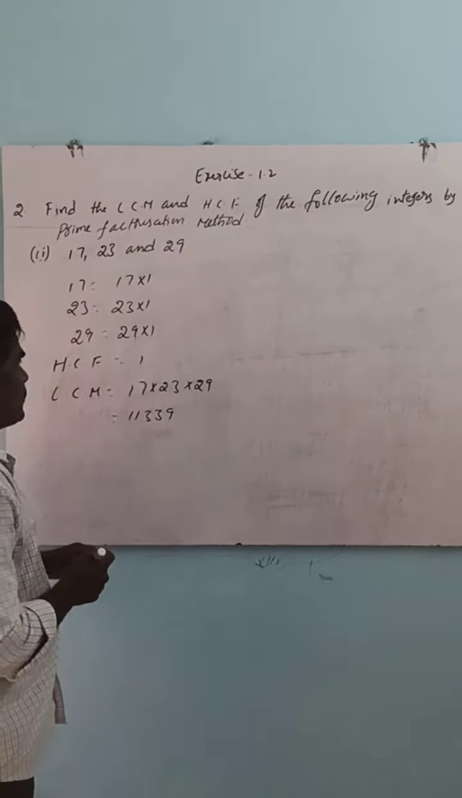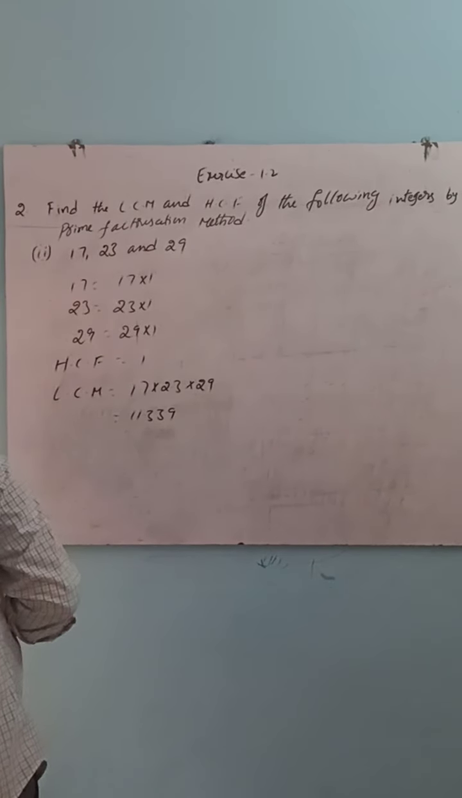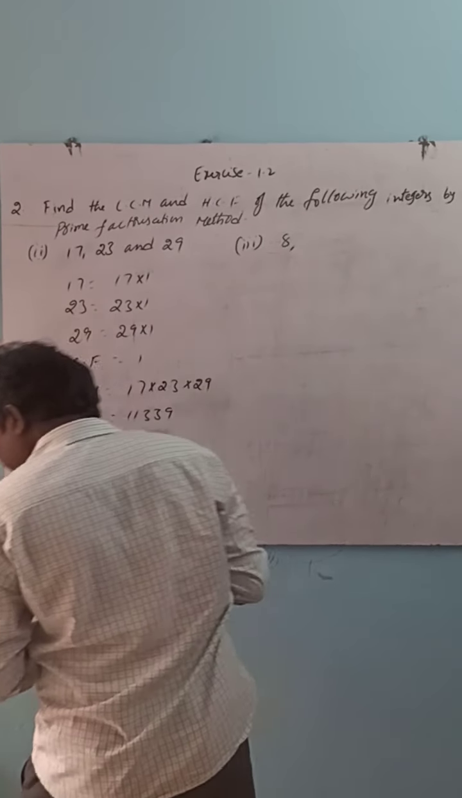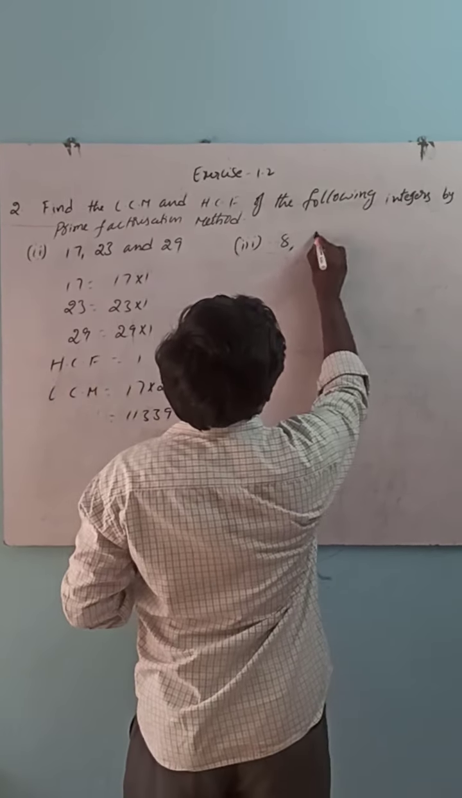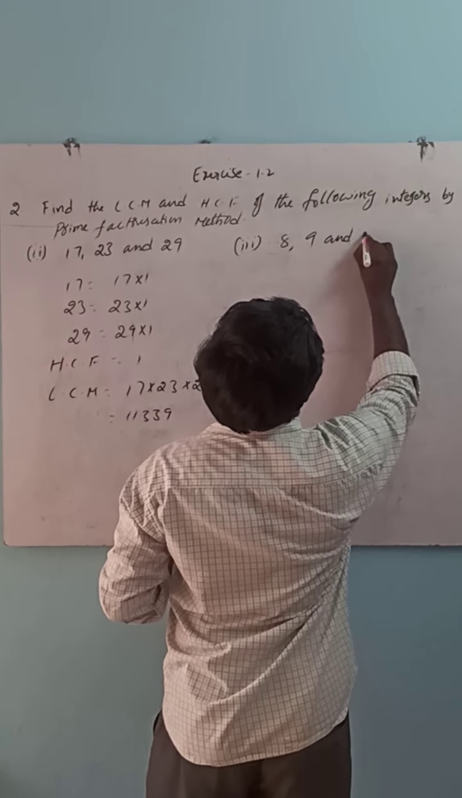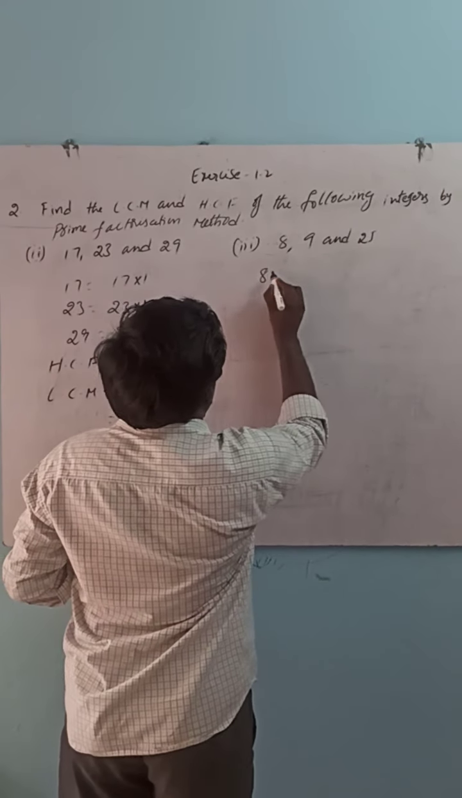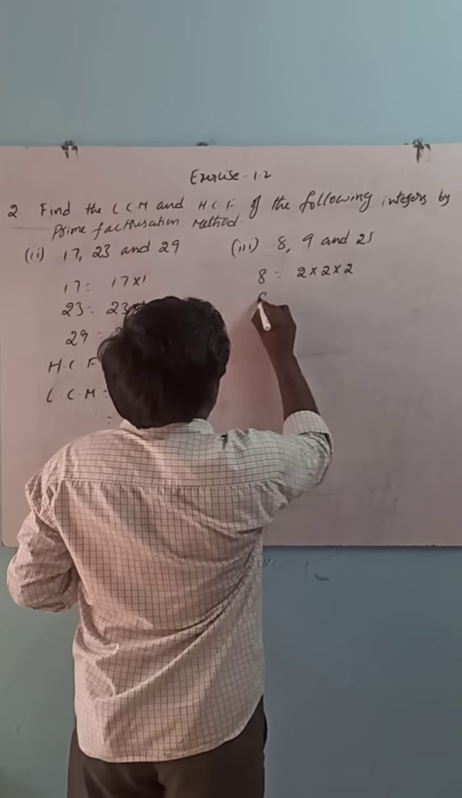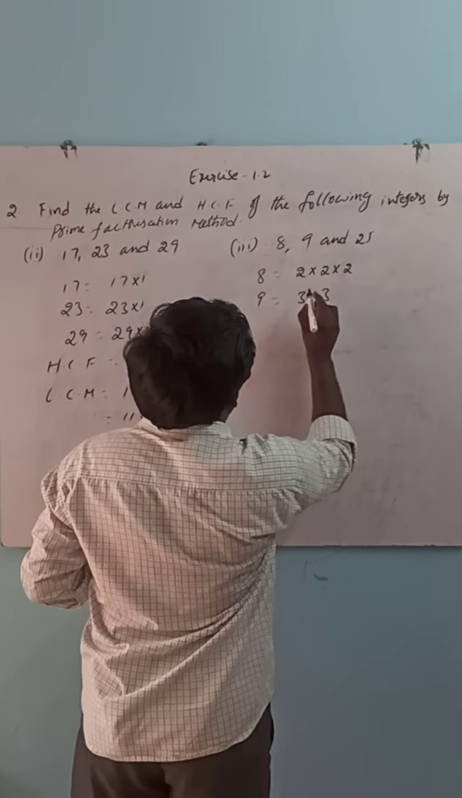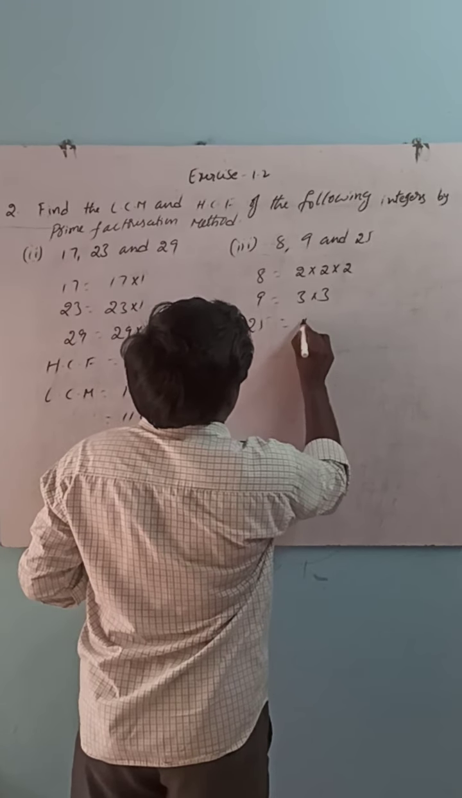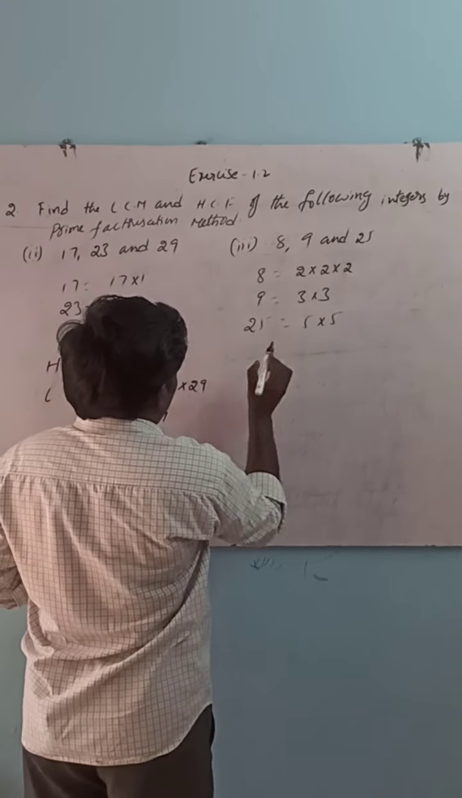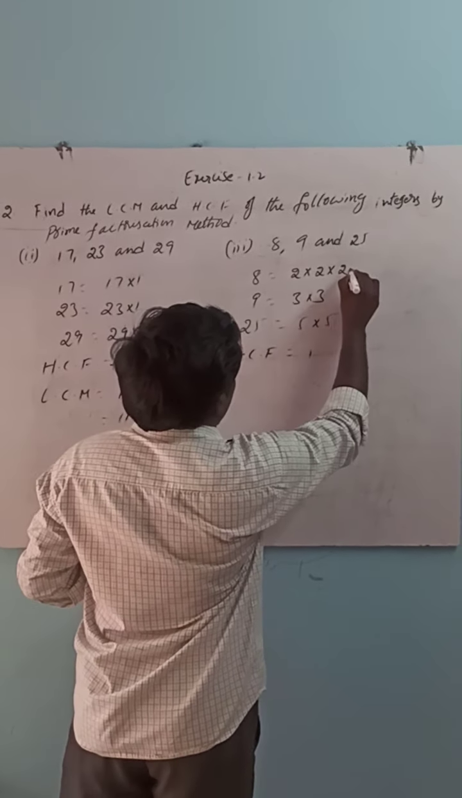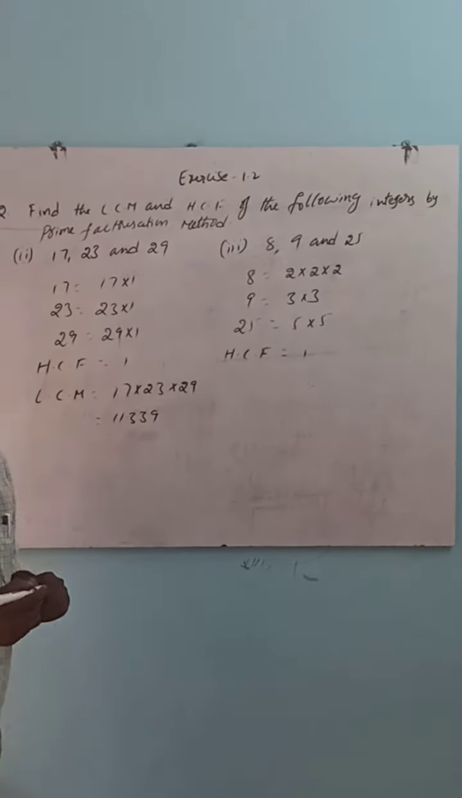Okay, next, the third one: 8, 9 and 25. So 8, how can you write it? 2 into 2 into 2. 9 you can write as 3 into 3. 25 you can write as 5 into 5. So HCF is 1. There is no common factor. What is the common factor now? 1.